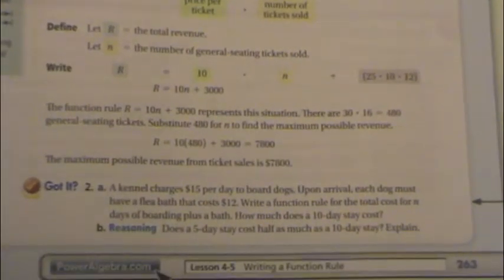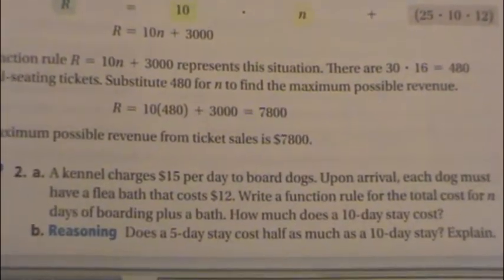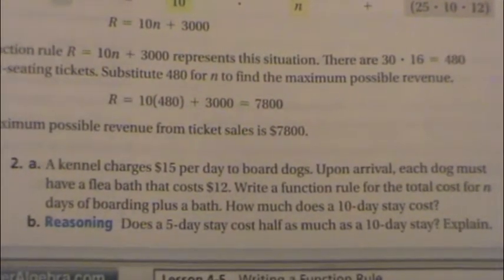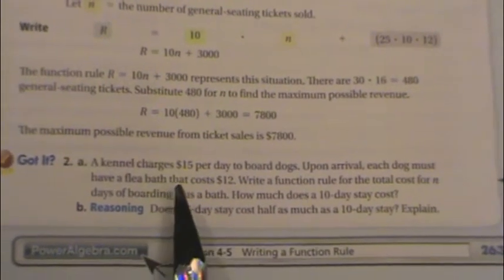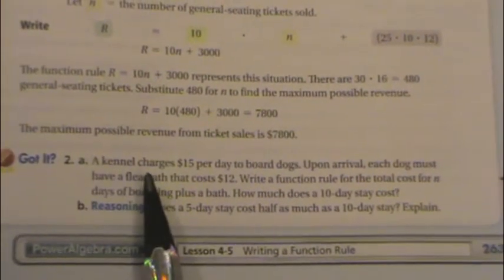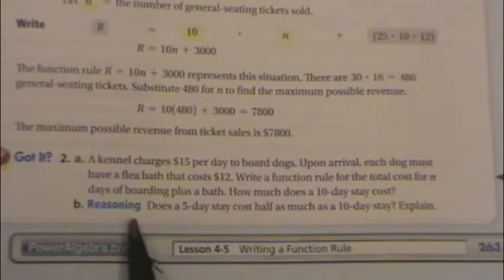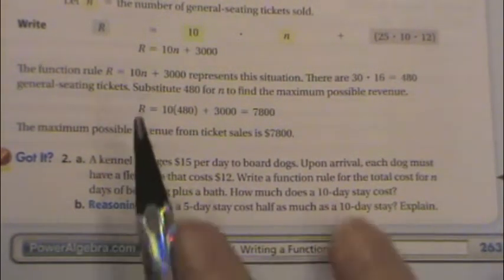Take a look at got it number 2. The kennel and the flea bath. Do some figuring on 2A. No writing, just thinking for 2B. You go ahead, give it a shot.